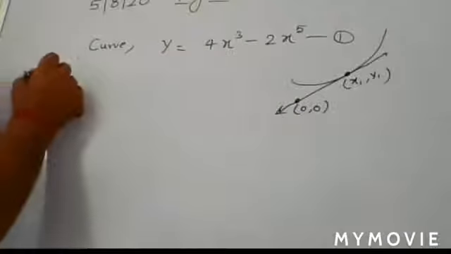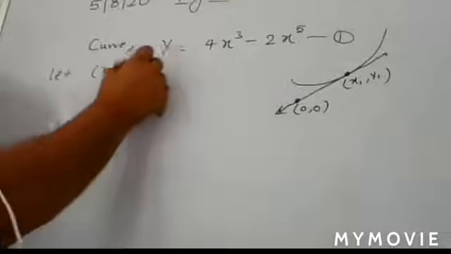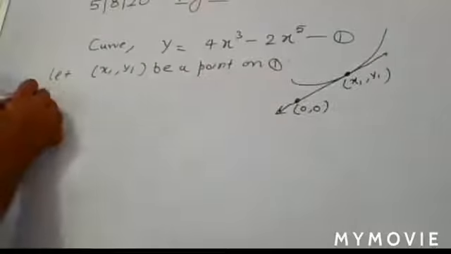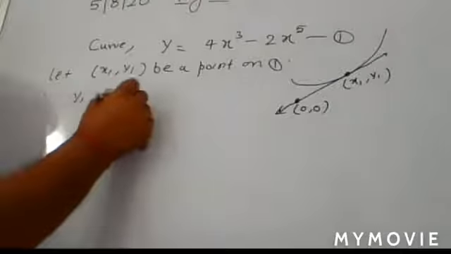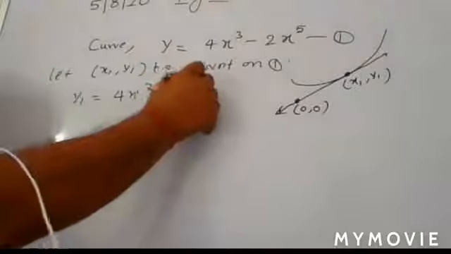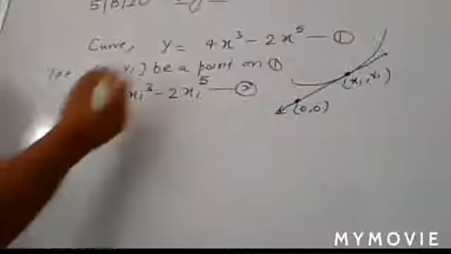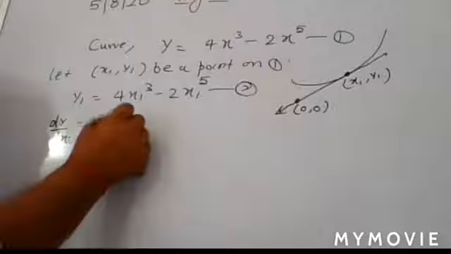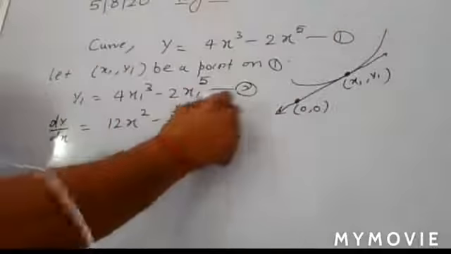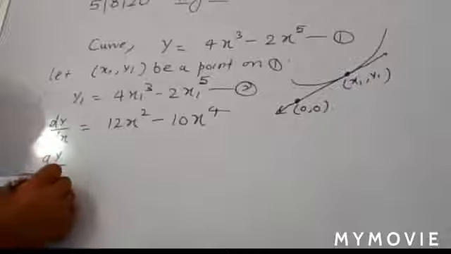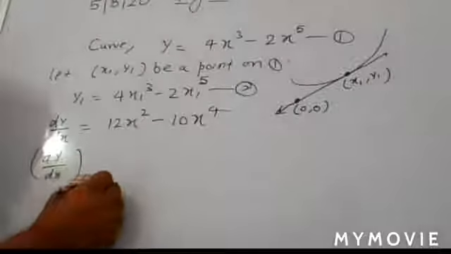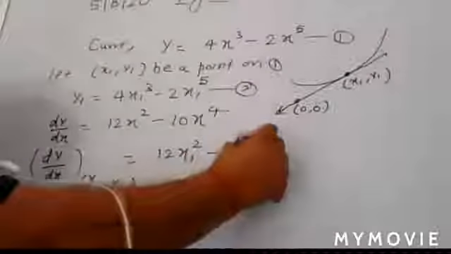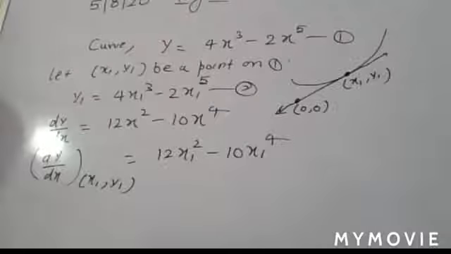So first of all, assume let x1, y1 be a point on 1. So you have y1 is equal to 4x1 cube minus 2x1 to the power 5. That is your second equation. Differentiate 1. So dy by dx is equal to 12x square minus 10x to the power 4. So its derivative at the given point x1, y1 is 12x1 square minus 10x1 to the power 4. You can write it in this way.